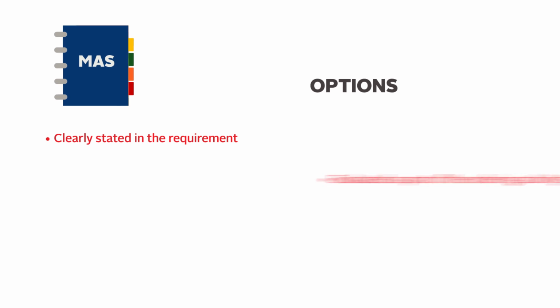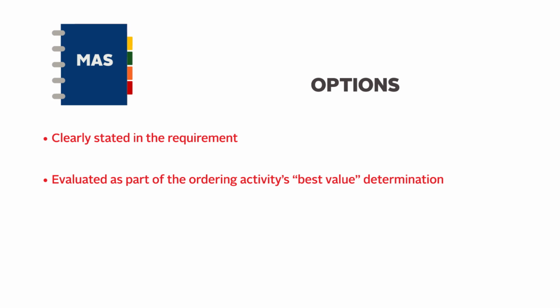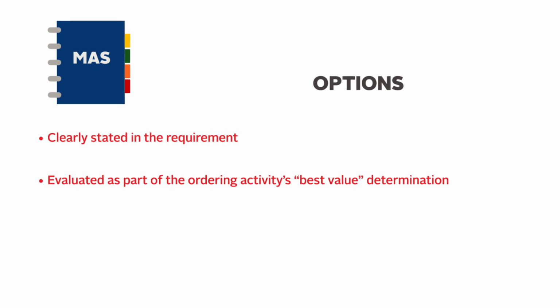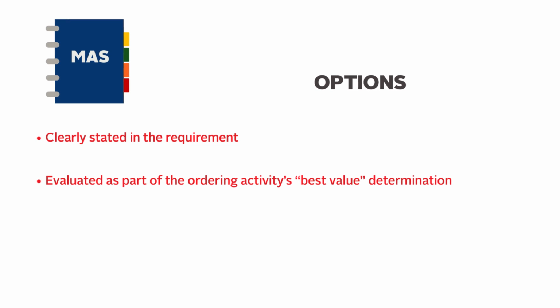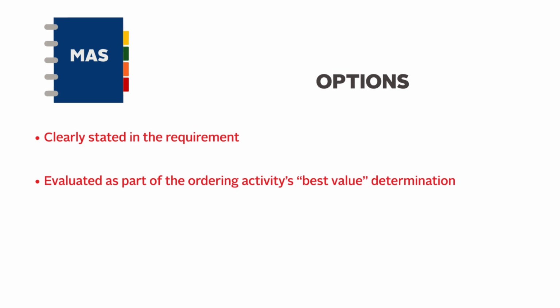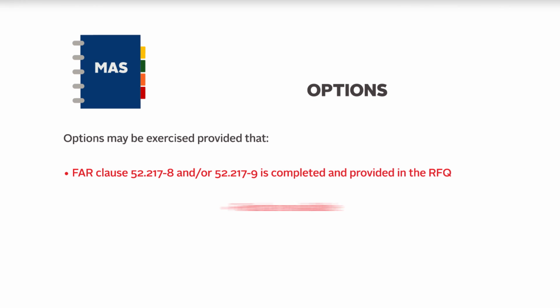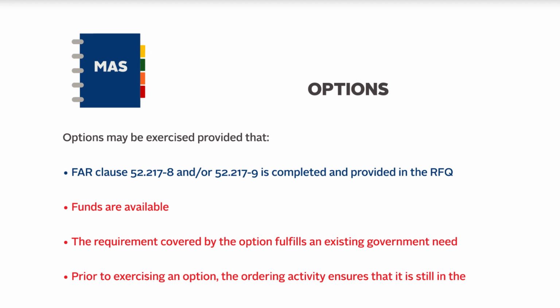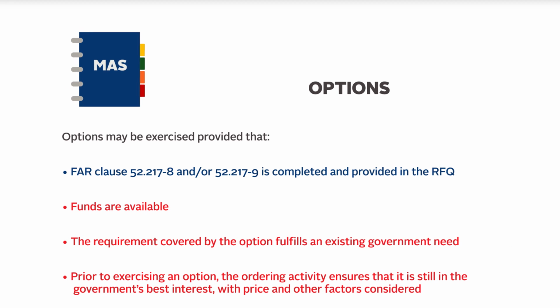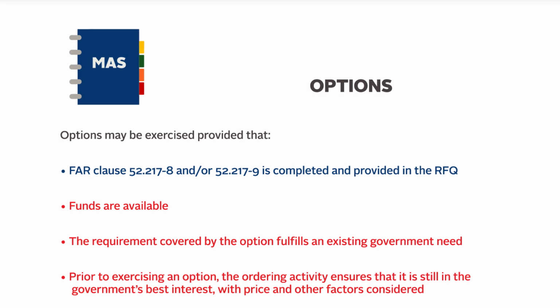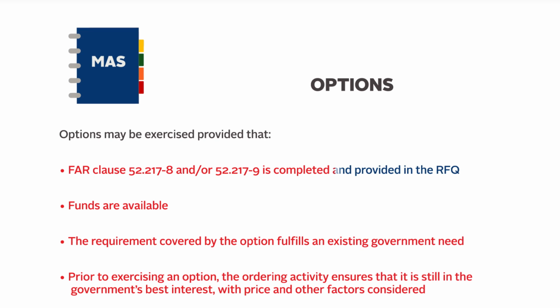Now let's briefly review options and schedule orders. Options may be included on orders placed against GSA mass contracts, provided that the options are clearly stated in the requirement and are evaluated as part of the ordering activity's best value determination. Options may be exercised on schedule contract orders, provided that FAR Clause 52.217-8 and/or 52.217-9 is completed and provided in the RFQ.